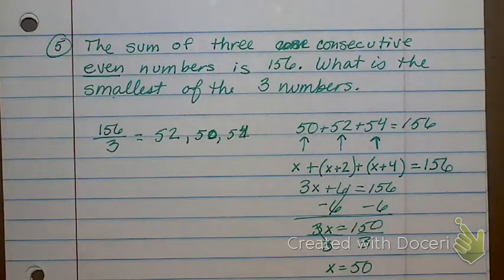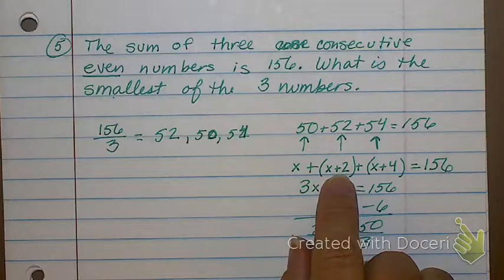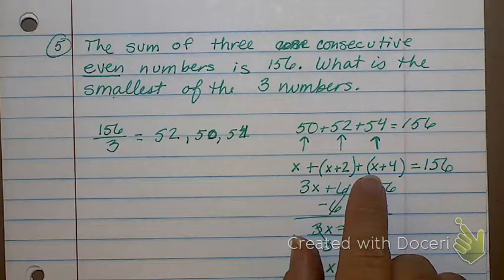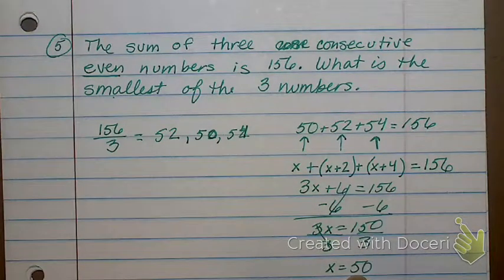What if I said consecutive odd numbers? So it'd be... It would still be plus 2 and plus 4. It's just your answer better be an odd number, because you can only start at an odd number, add 2 to get another odd number, right? Okay, those ones are kind of fun. One more problem for you. Ready?